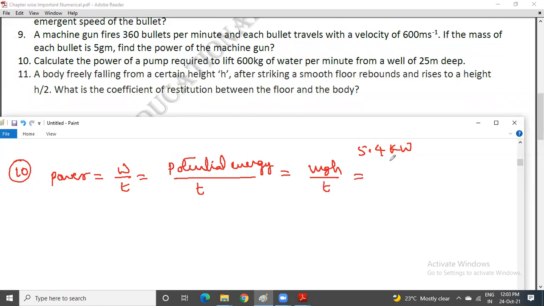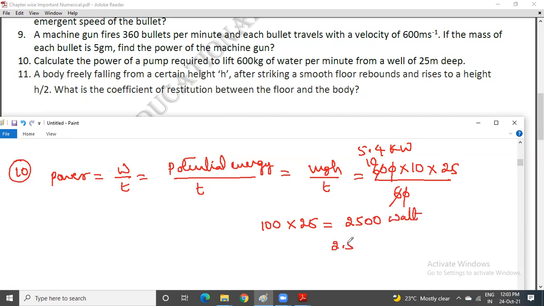In the question, how much is m given? 600. G is acceleration due to gravity, that is directly can be taken 10 meter per second square. H is 25 meters. Time per minute given, so it will be 60 seconds, cancelled 10 times. Now it is 100 with the 25. So you will get that 2500 watt. Otherwise, you can make it 25 into 10 to cube watt. Otherwise, 2.5 kilowatt.